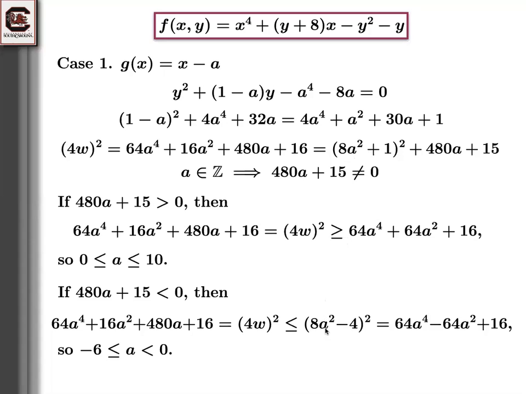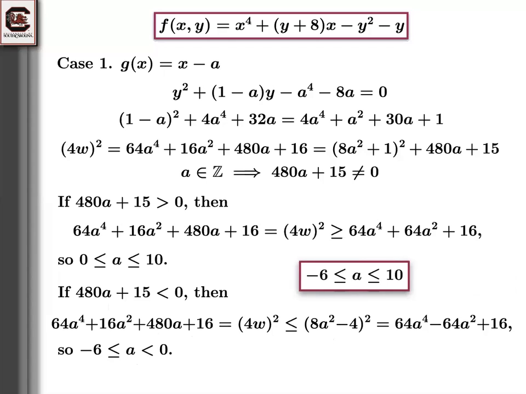So the next multiple of 4 below that would be the 8a squared minus 4 squared, which is what I put here. Again, the 16 and 64a to the 4th cancel. I bring the 64a squared over here. I'll have 80a squared, bring this over. 80a squared is less than or equal to minus 480a. You want to divide by 80a, but keep in mind a is less than 0 because this is less than 0. So it changes the sign. And so you're going to end up getting that a is greater than or equal to minus 6 when you do that.